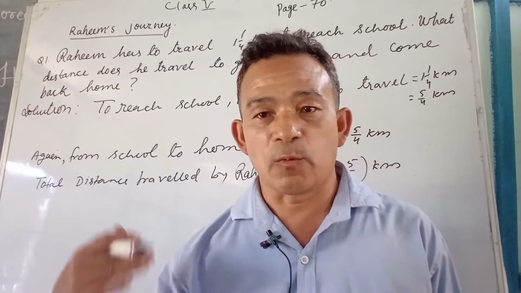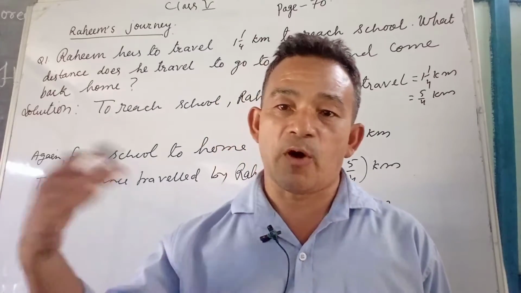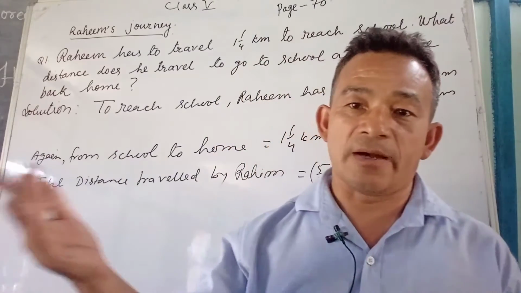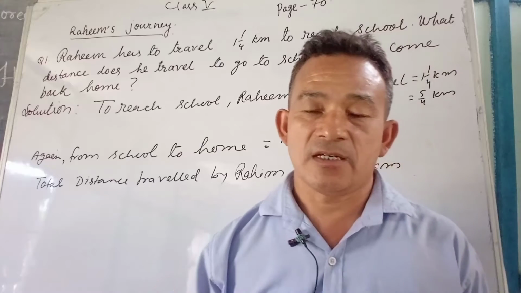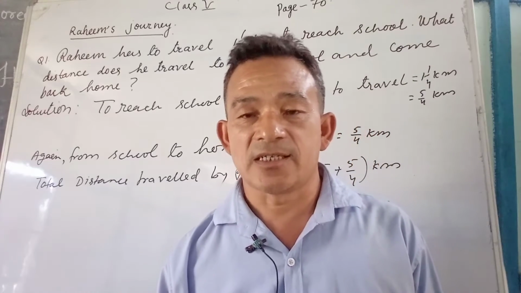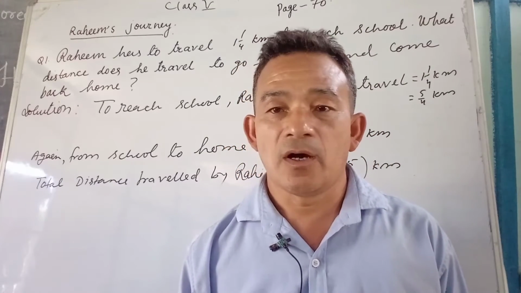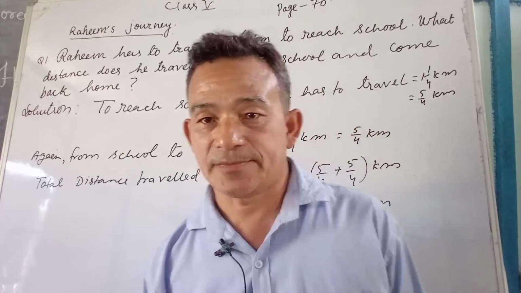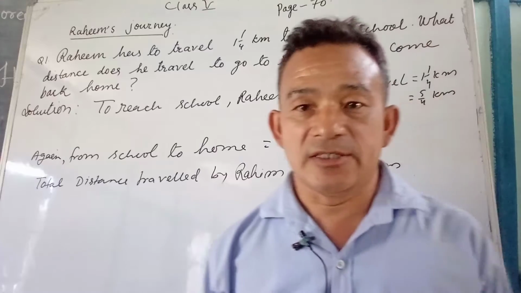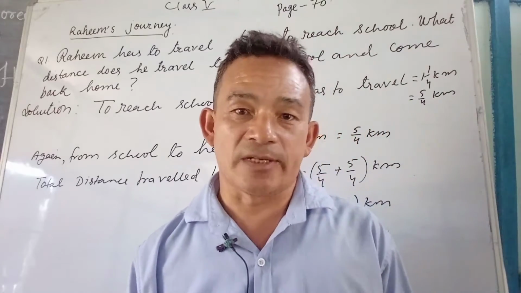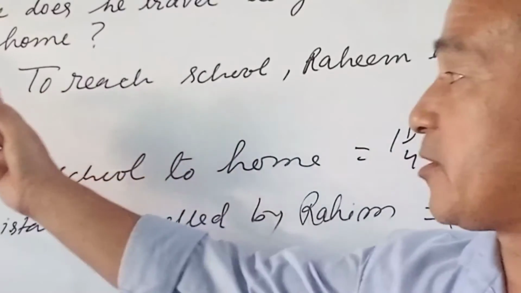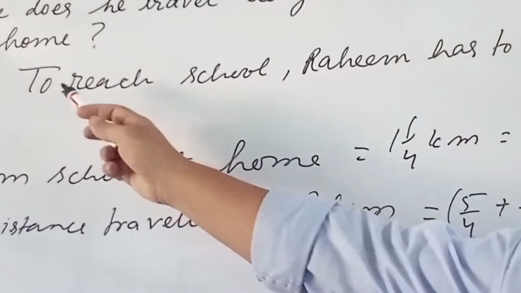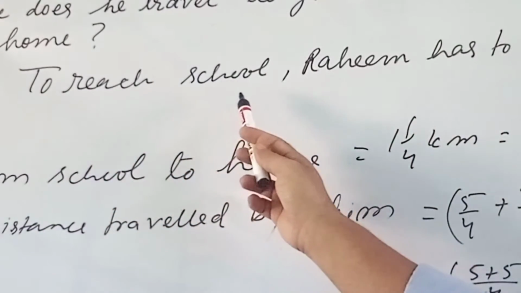So he has to travel 1/4 kilometer for going to school. Again, he will come back home. That means what will be the total distance he will cover? You have to find out the total distance. So this is very easy to understand and to calculate. First, you will write the solution.